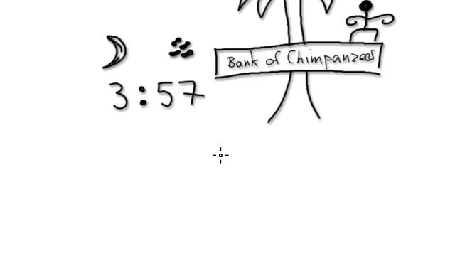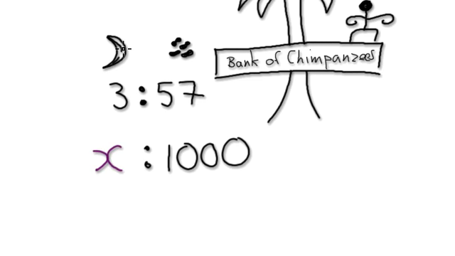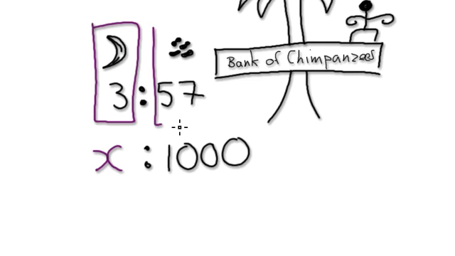190 peanuts. Now my next question is, how many bananas will you be able to get if you have, let's say, 1,000 peanuts? Okay, so 1,000 peanuts, how many bananas will you be able to get, considering that the current exchange rate is 3 bananas to 57 peanuts. So press pause and have a go.